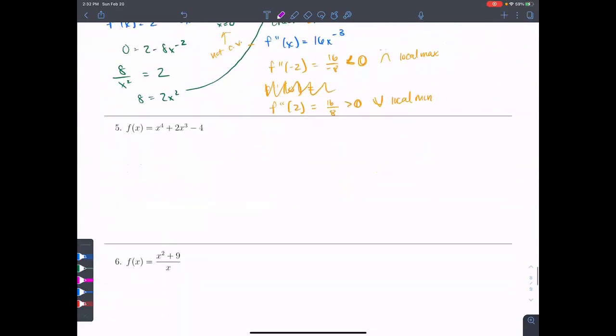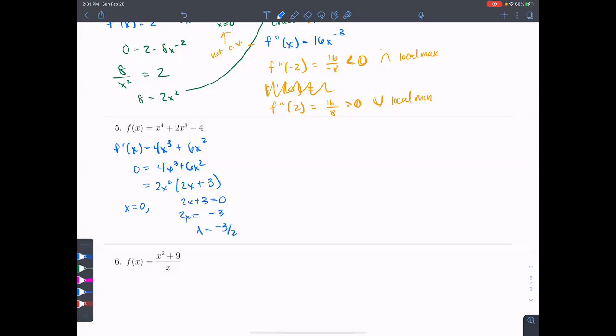Number 5, f prime of x is 4x cubed plus 6x squared, which is continuous everywhere, but let's see where it's equal to 0. Factor out x squared. I have 2x plus 3. Okay, so x equals 0, and x is -3/2.